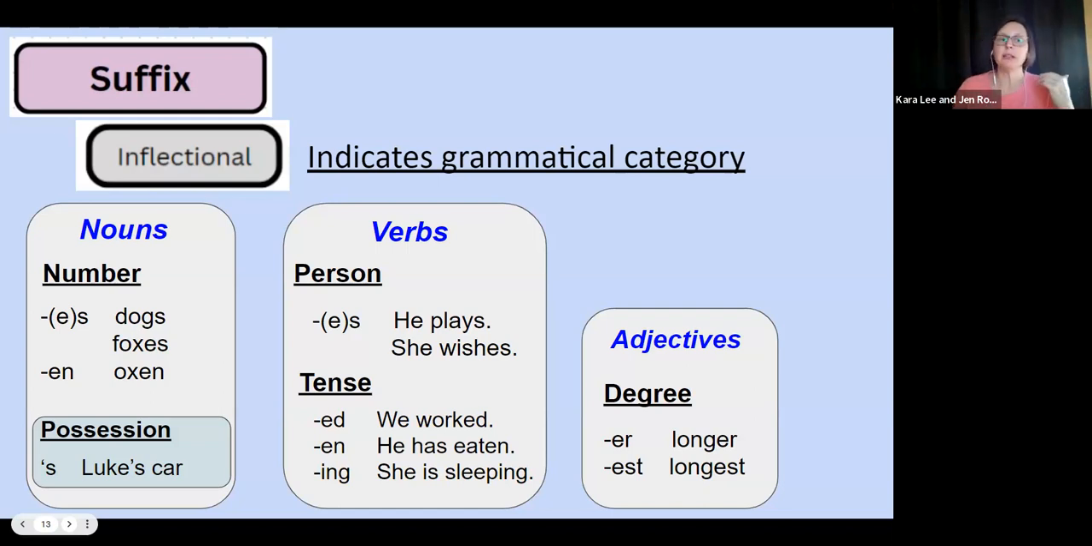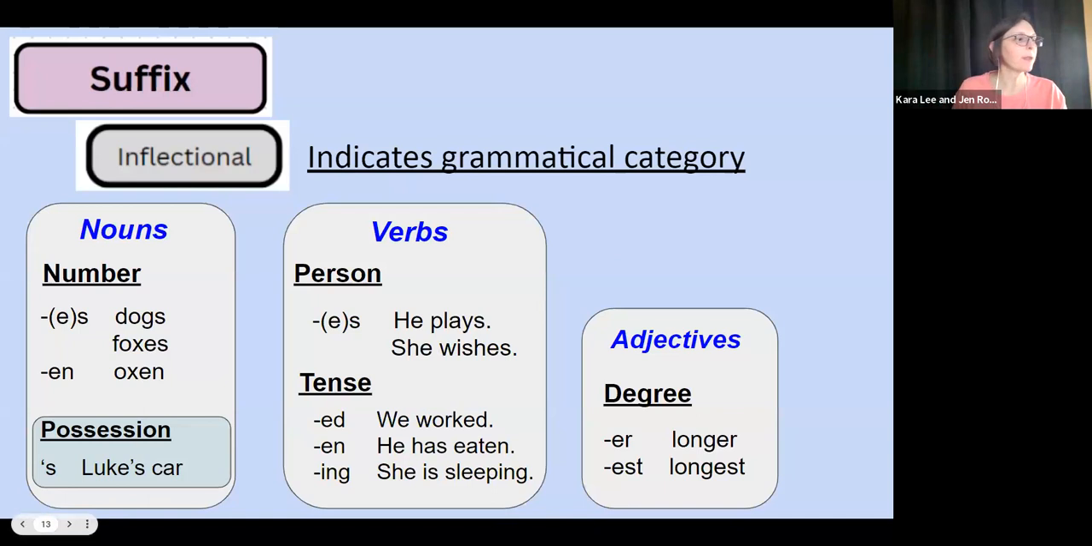And then something that can happen to adjectives in terms of grammatical categories is degree, the degree to which something is the way that it is. So adjectives describe nouns, but I could say this pen is long, but you have one that's longer, and Jen has the one that's the longest. Still an adjective, but I'm talking to you about the degree of long that something is.